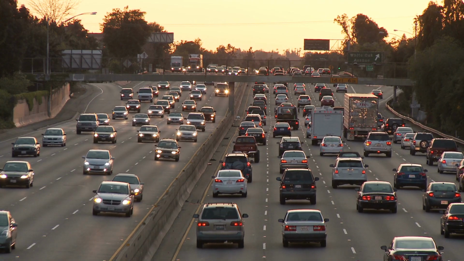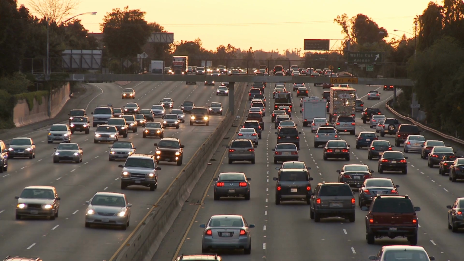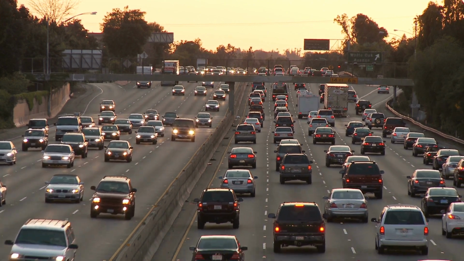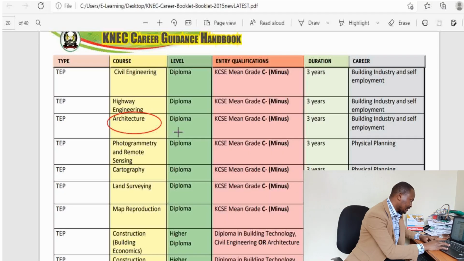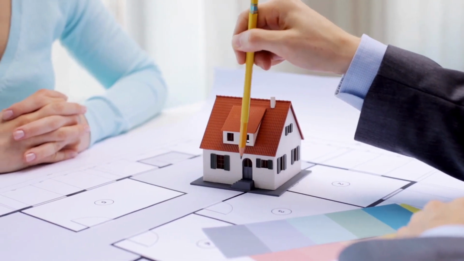Then you have civil engineering, that is for diploma level. We have highway engineering, diploma level. Architecture, again diploma level. And notice, we also have land surveying, again diploma level. For the diploma courses, the entry grade is C-, and all diploma courses will usually take a duration of 3 years. And you can check the potential job market if you pursue the courses in the building sector, civil engineering and architecture here.